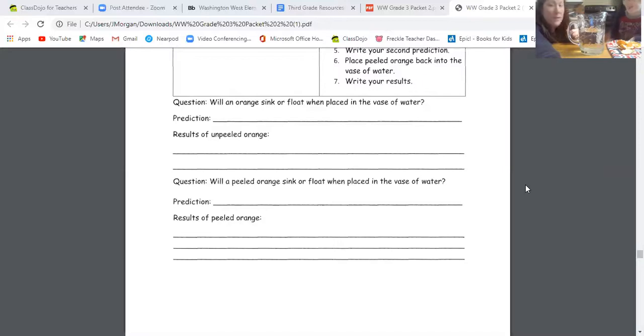Sink. You think it's going to sink this time? That's what he said, right? Yes, his prediction both times was sink. So I'm going to stop sharing my screen. If this was our paper, we would have written in, Derek predicts that the orange will sink. Now we have to test it.